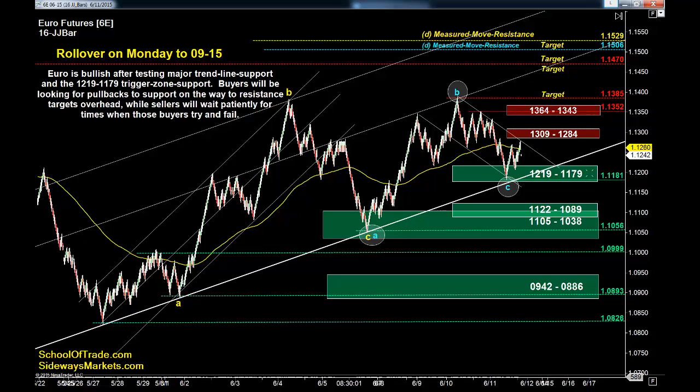Okay, now you get the plan for the euro. Buyers buying pullbacks. If you need short-term levels, come see me tomorrow. Sellers, wait for those buyers to fail. That's the easiest way. Just don't sell into these major support levels. This would be where you want to be worried about selling, 1181. Don't want to sell into that support level, okay? So you can go down to it and you can go below it, but don't sell into it.